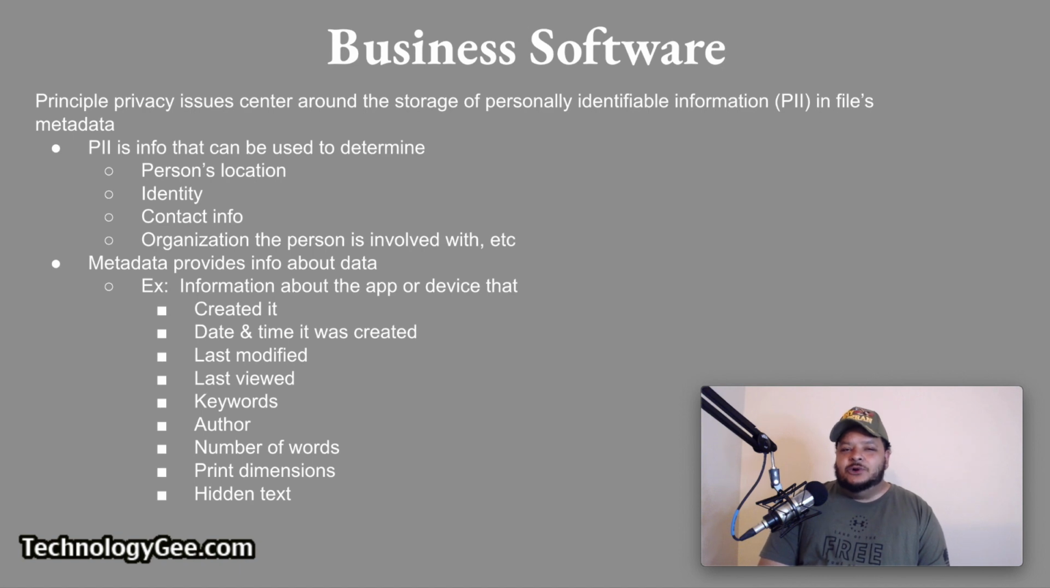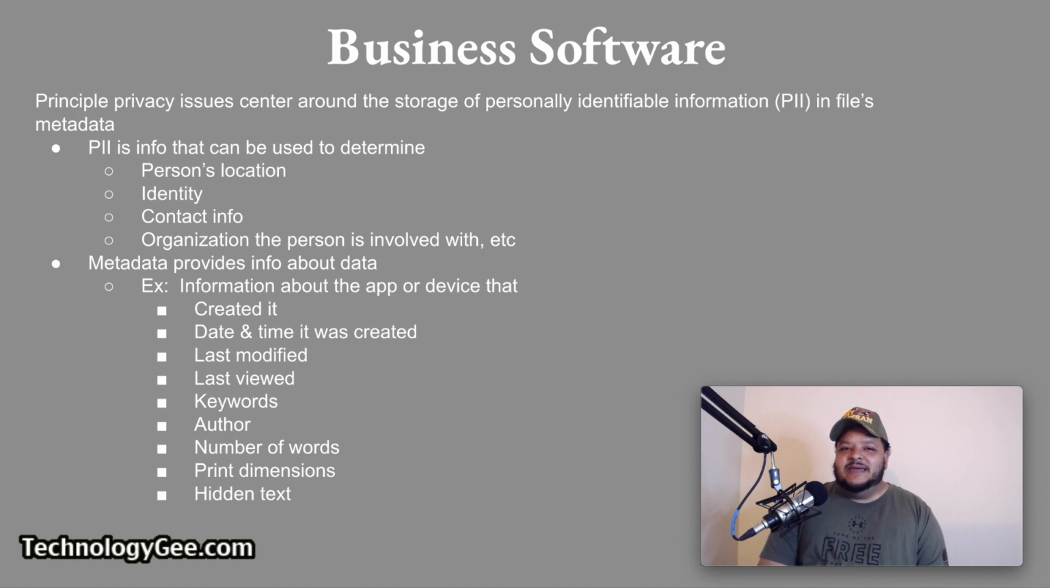Business software. Business software's principal privacy issues center around the storage of personally identifiable information, also known as PII, which can be found in the file's metadata. PII is information that can be used to determine a person's location, identity, contact info, organization the person is involved with, etc.